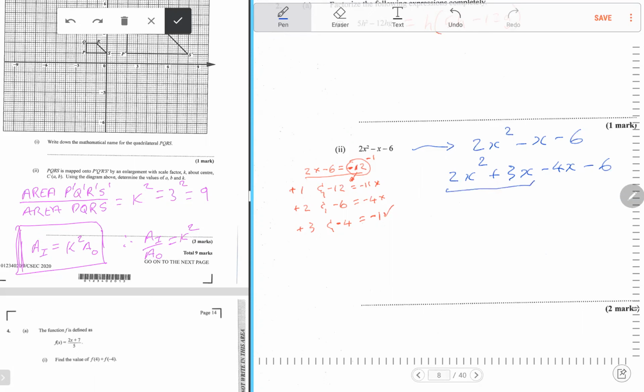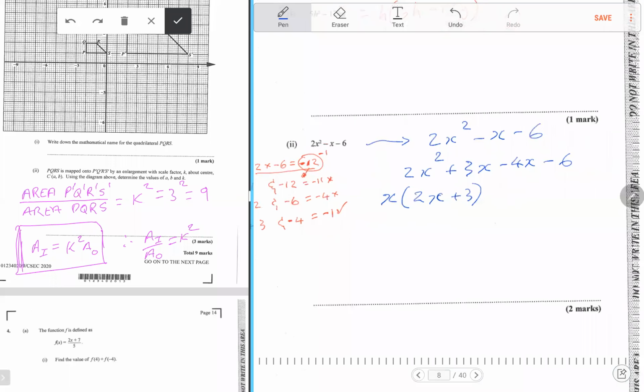Now you take the highest common factor in the first 2 terms, which is just x. So you factorize the x out. X out of 2x squared is 2x, and x out of the 3x is 3. Remember, the 2 brackets must have the same thing, so the safe thing is to put the first bracket down first, the 2x plus 3, so you don't make any mistake.